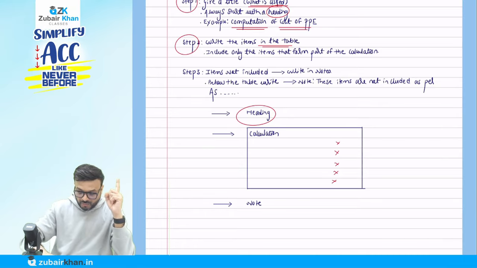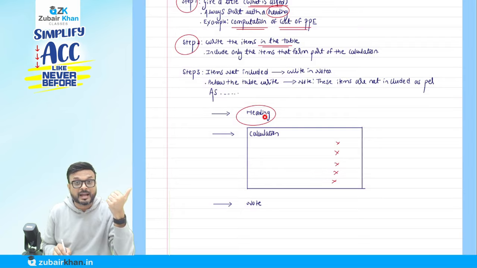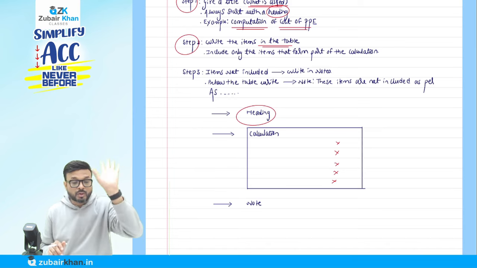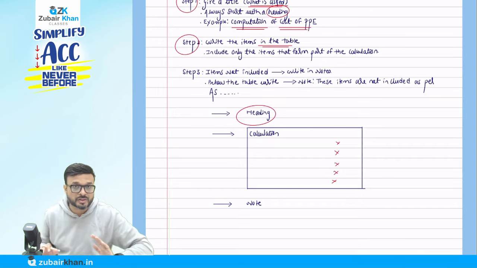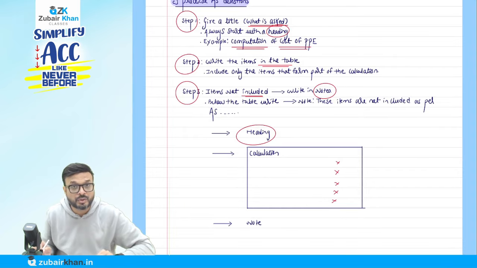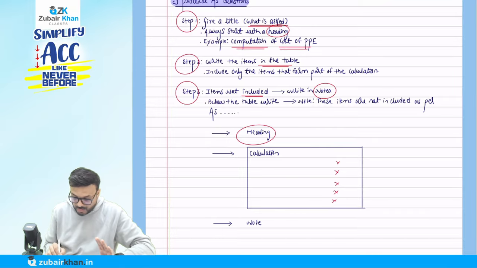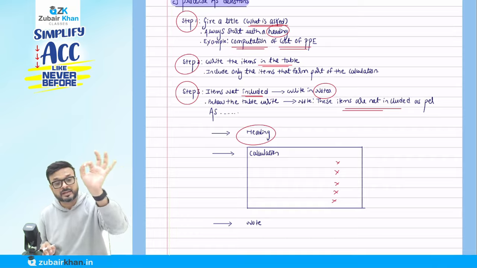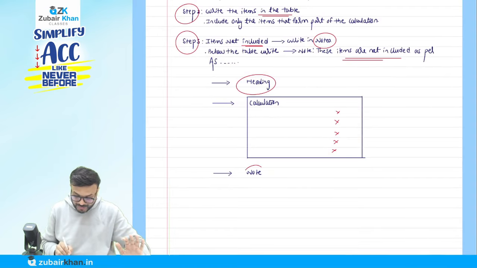So you know what you will do, first you will give the proper title of the table, okay? Then you will do the calculation. All the items you will write down, the amount you will write, the cost of PP will come. But out of 10, 2 items are not a part of the cost of the PP. Then third step, remember, the items which are not included, you have to write down here in notes. Below the table, write down a note. These items are not included as per accounting standard 10, for example. So you have to write it down in the note.